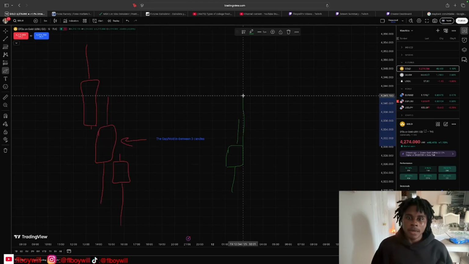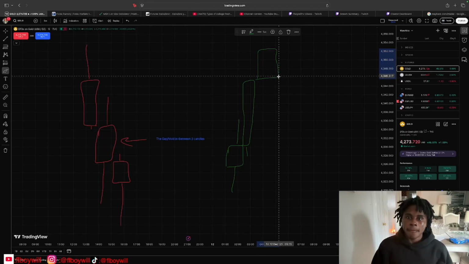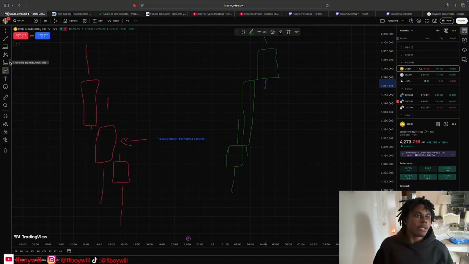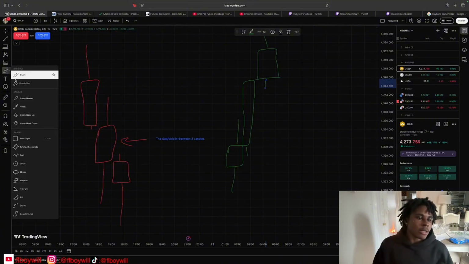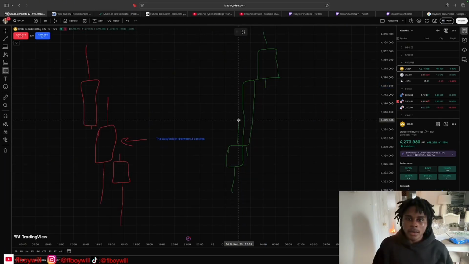It's a liquidity void. That's like the definition, a liquidity void. And it attracts price, because in trading they always want to fill this void. Fill that void, fill this void. And you can see that a bunch of times.